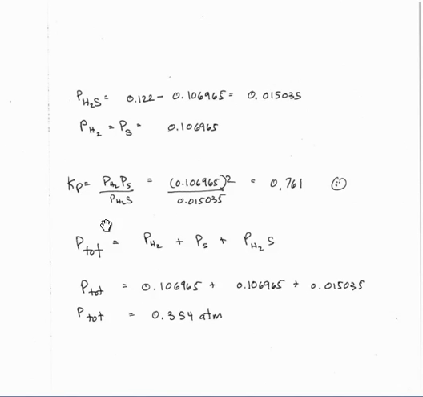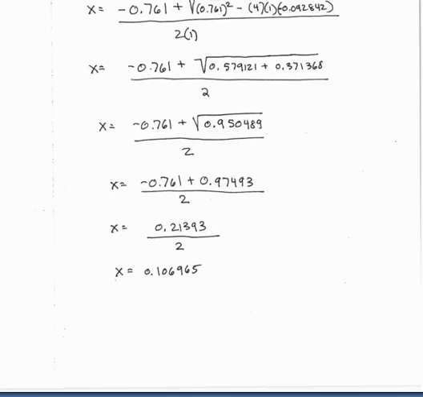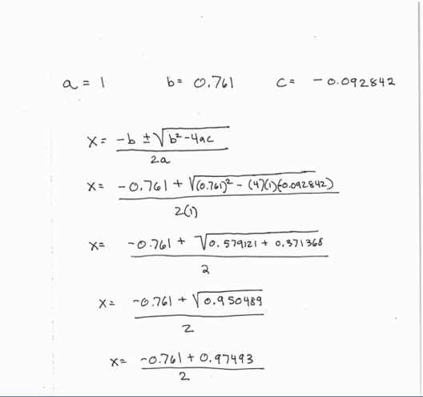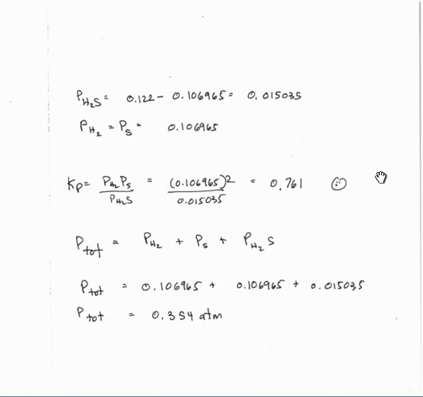And so the total pressure in the flask is just going to be a sum of all the equilibrium pressures of my chemicals. So remember way back when, in my ICE chart, the pressure of my hydrogen sulfide was my initial pressure minus x. So now that we know what x is, I subtract x from 0.122, and here is my equilibrium pressure of hydrogen sulfide. And the equilibrium pressures of hydrogen and sulfur are equal to x, and that was that. And here's the value that I solved for.